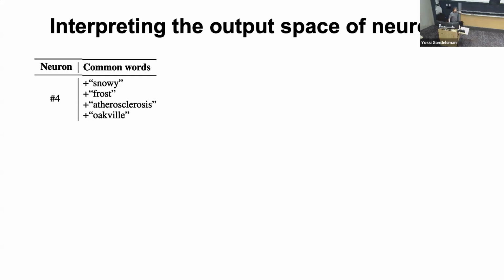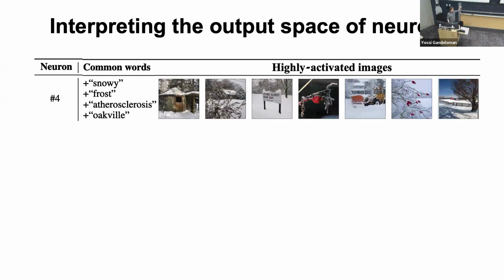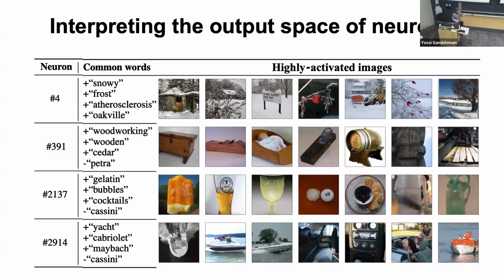And you can even visualize on what images this neuron is activated, and you will see, not very surprisingly, images with frost and snow and so on. Here are some other examples. You see that this neuron 391 writes towards information about wood and cedar, things like that. And it's activated on things that have wood in them and are wooden and so on.